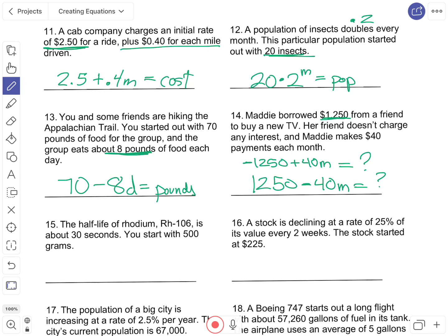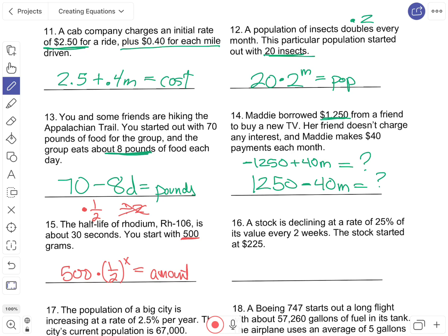All right. The half-life of rhodium, RH106, is about 30 seconds. You start with 500 grams. So we're starting with 500. Half-life is about it's decaying. So it's how something is going down. So we're cutting it in half every 30 seconds, okay? So that means we're actually multiplying by half, same as if we were dividing by 2, but we don't like to put divide by 2 in an equation. So we're timesing by 1/2 every 30 seconds. And so we're just going to say x for every 30 seconds, and that's going to tell us the amount that is left, okay?